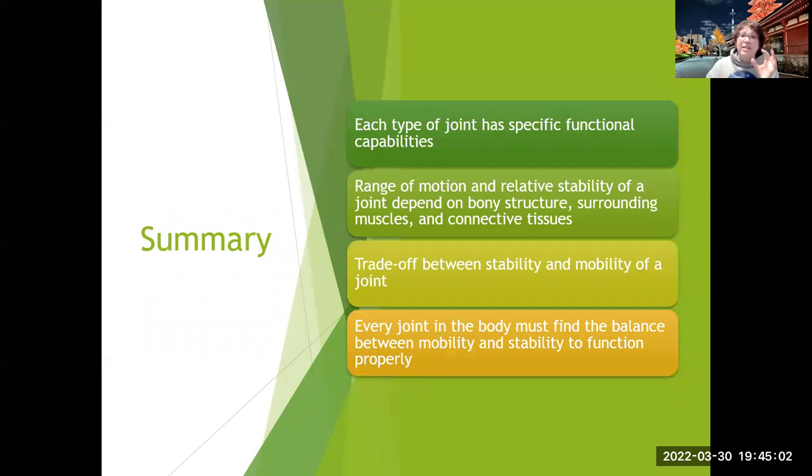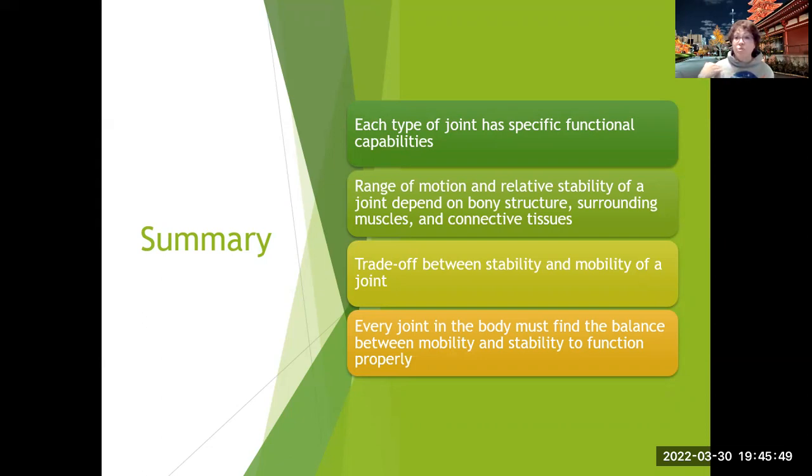Each joint has different functional capabilities, and we're going to go through the body joint by joint, major joint by major joint, and talk about those specific functional capabilities. The range of motion and relative stability of a joint depend on its bony structure, the muscles that are surrounding it, and connective tissues. So there's a lot going on in each joint. There's always a trade-off between stability and mobility. A joint that is hypermobile is less stable. A joint that's super stable is less mobile. A lot of the things we'll talk about in physical therapy have to do with that spectrum from stability to mobility. Where are we on that spectrum?